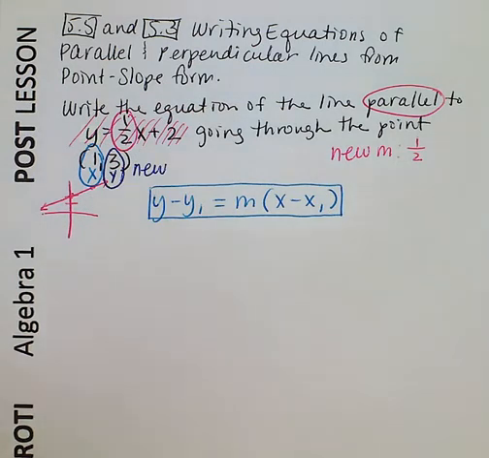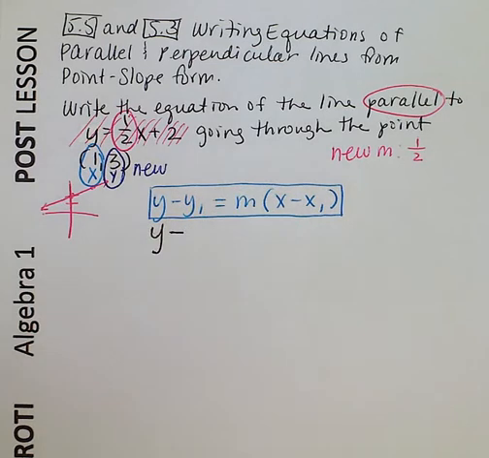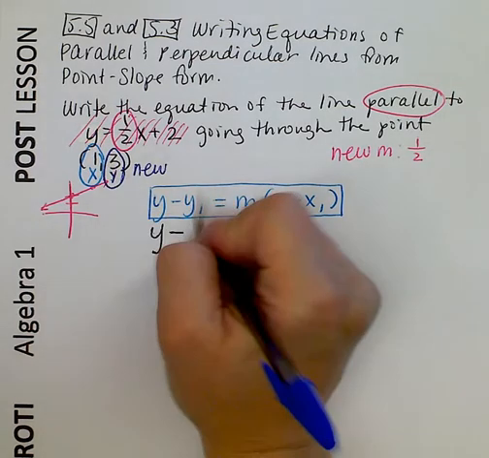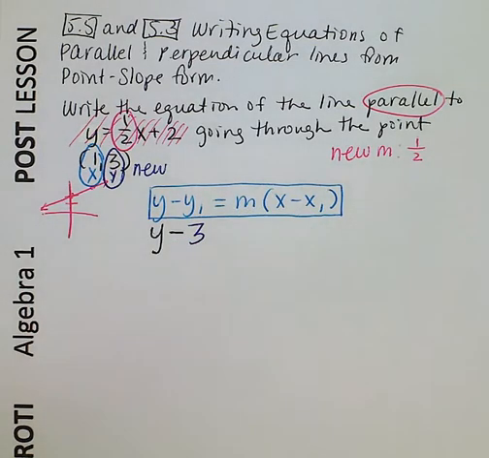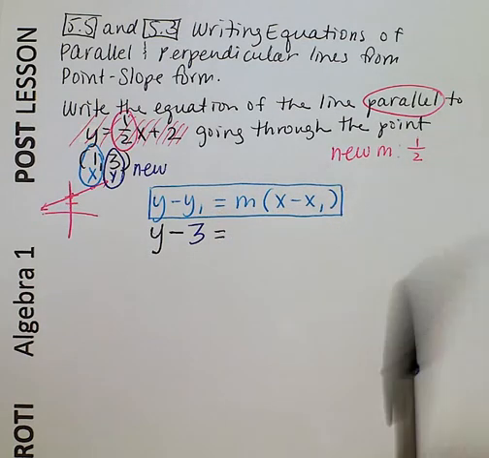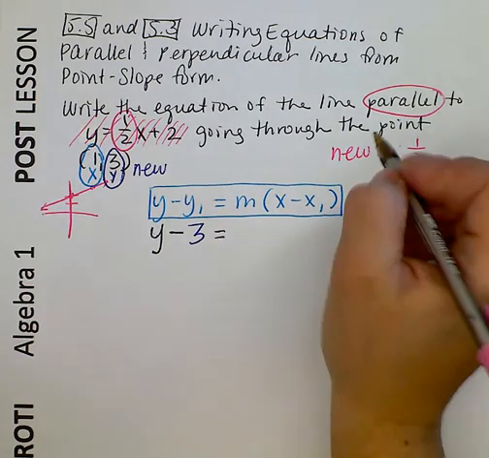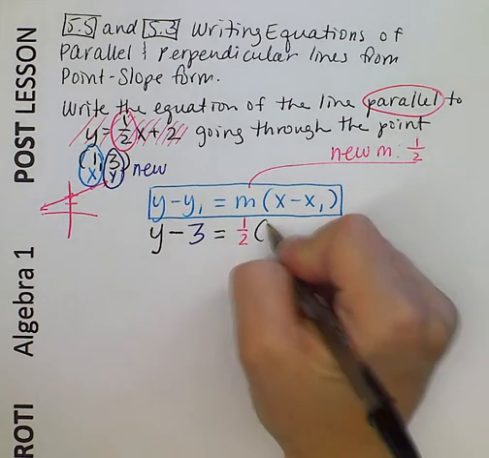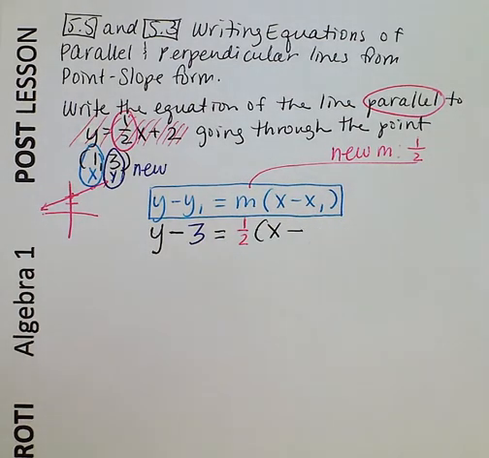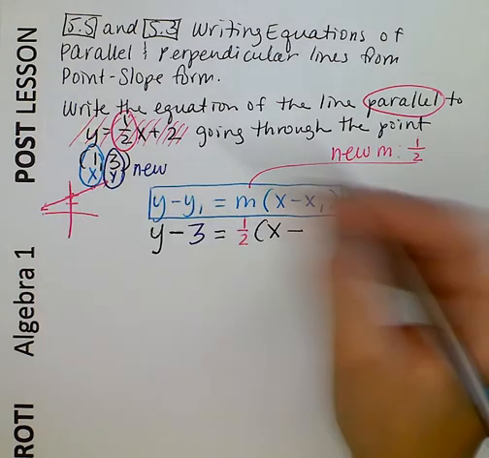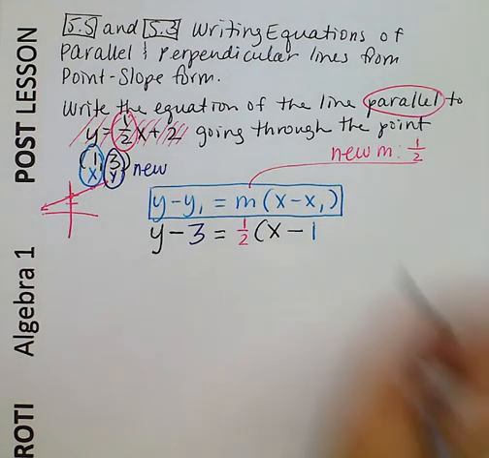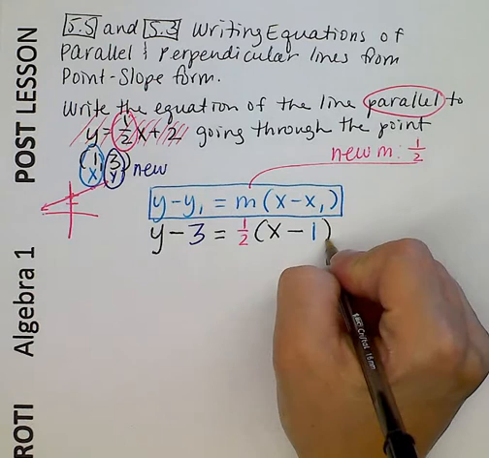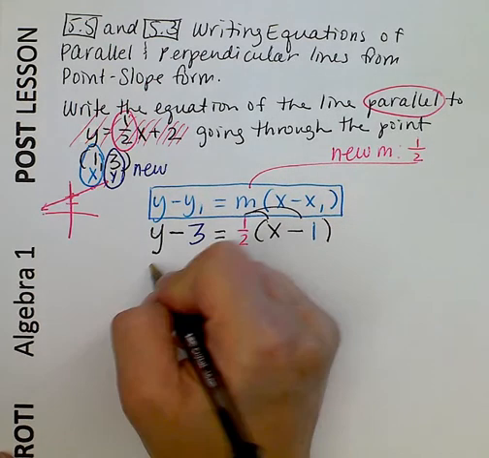Plugging it in, we get y minus y1. That's what my 3 is. Don't forget to bring down everything else, including all those signs. So the new m, 1/2, times x minus x1. So we can distribute in if we want to get this in a different form.